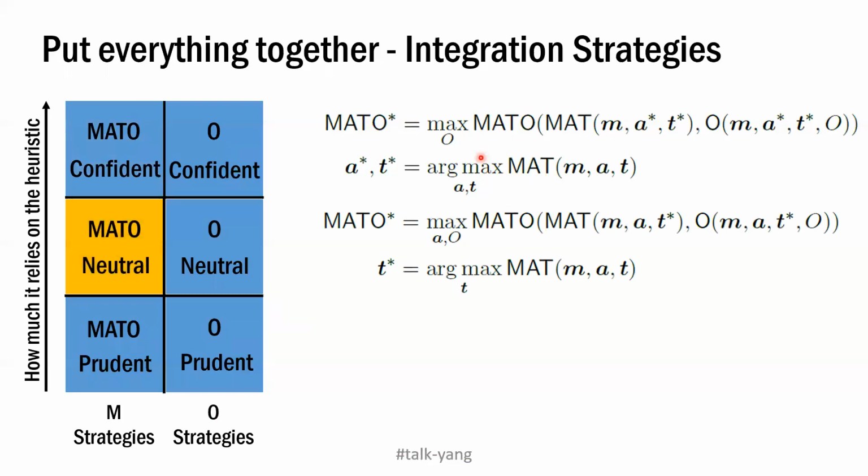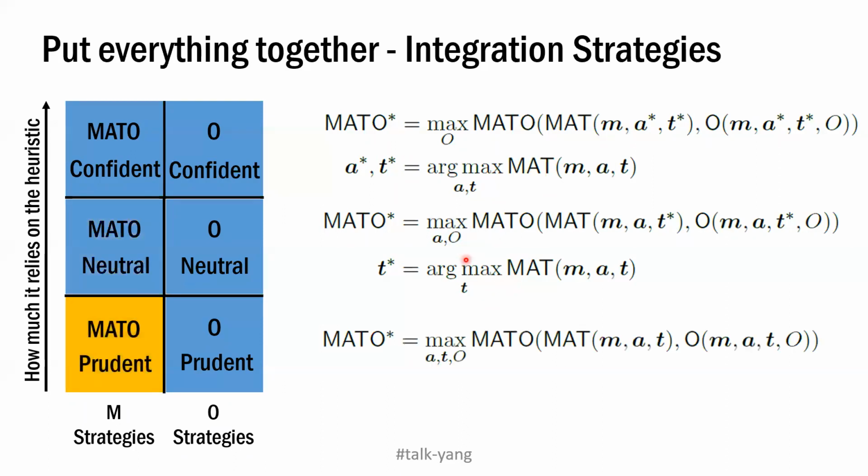And the M-neutral strategy also first optimizes the MAT score, but only over the transformation. And then, given the best transformation, it further optimizes the MATO score over the analogy and the option. The M-prudent strategy here is just a brute force search over all the possibilities of analogies, transformations, and options.